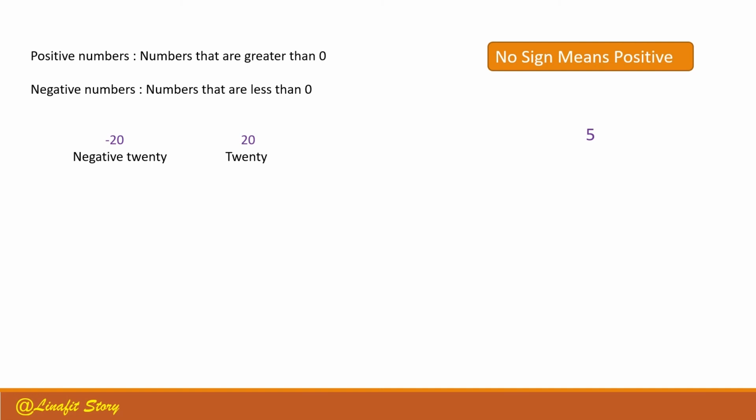Positive numbers means the numbers that are greater than 0. And the negative numbers means the numbers that are less than 0. This is negative 20, while this one is 20. Which one is bigger, negative 20 or 20? Positive 20 is greater than negative 20. If a number has no sign, it usually means that it is a positive number. This is 5. It's really positive 5.